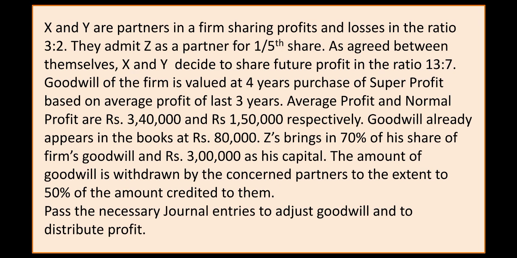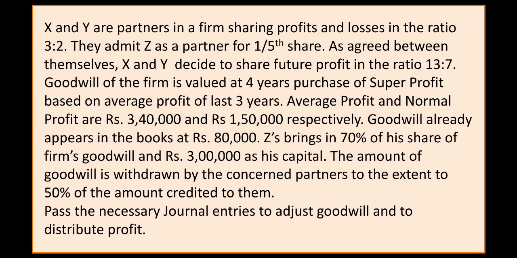Done. Let's read it at once. X and Y are partners in a firm sharing profits and losses in the ratio 3 is to 2. So, old profit sharing ratio is 3 is to 2. They admit Z as a partner for 1/5 share. As agreed between themselves, X and Y decided to share future profit in the ratio 13 is to 7. So with the help of these three lines, we will calculate a new profit sharing ratio.